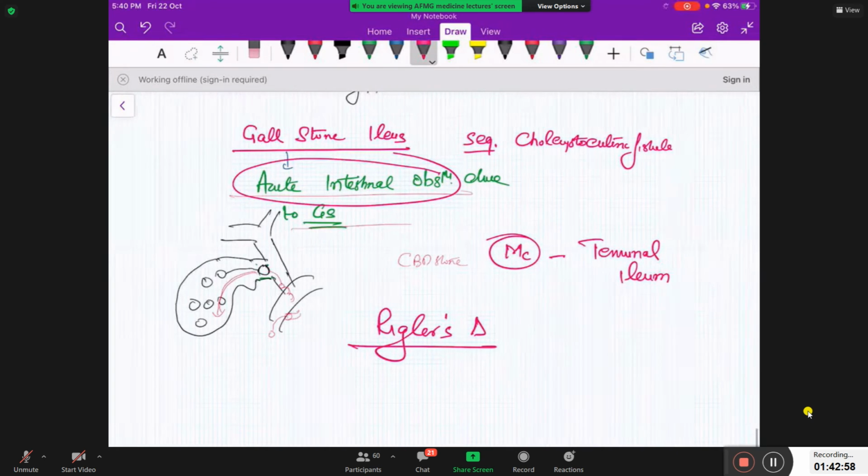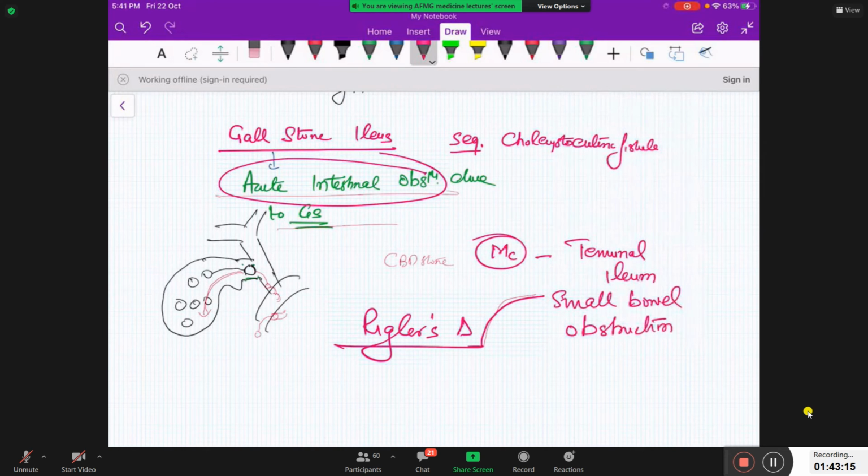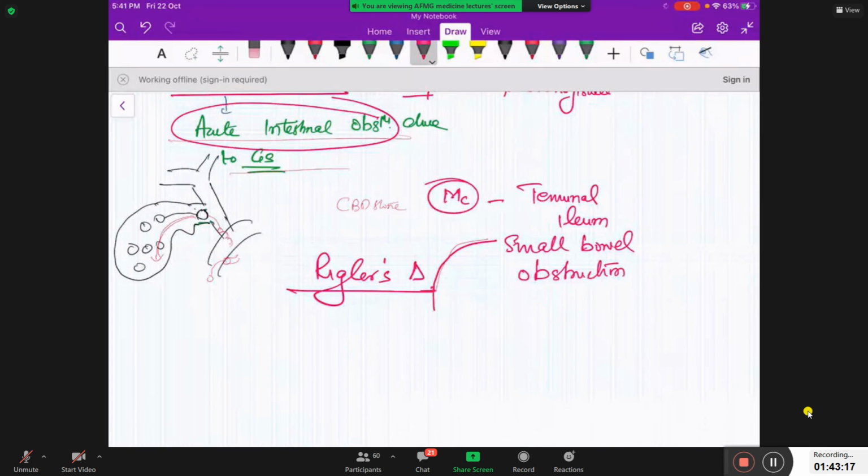A patient of gallstone ileus can have a triad called Rigler's triad. So what is Rigler's triad? Small bowel obstruction. This was a recent NEET question. Small bowel obstruction, pneumobilia. What is pneumobilia? Presence of air in the biliary tree.